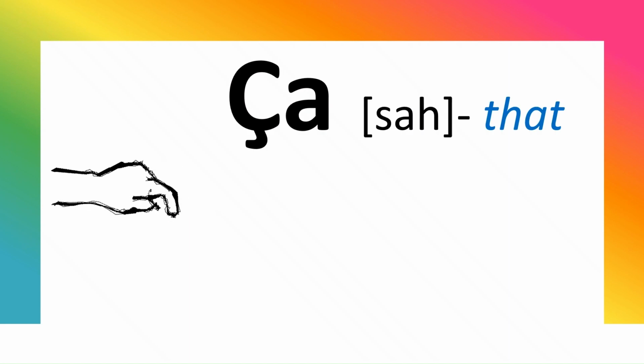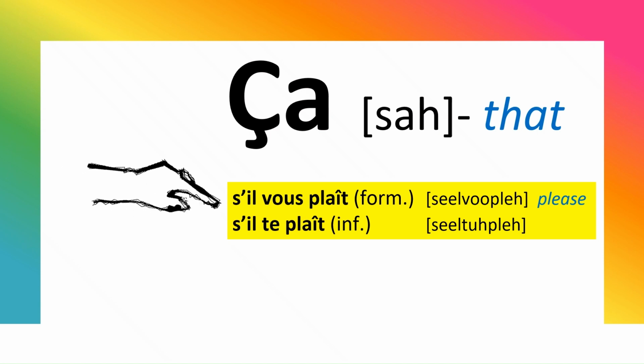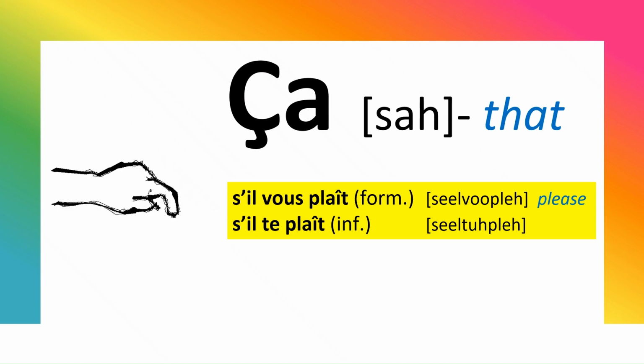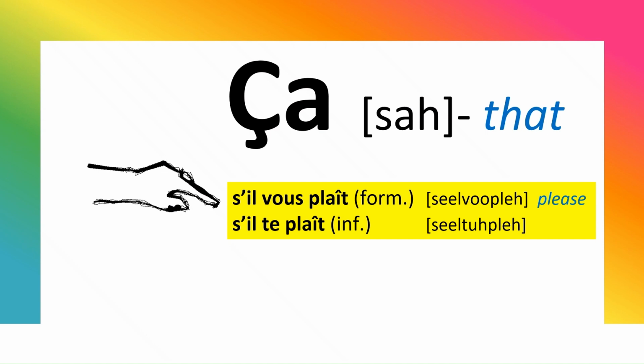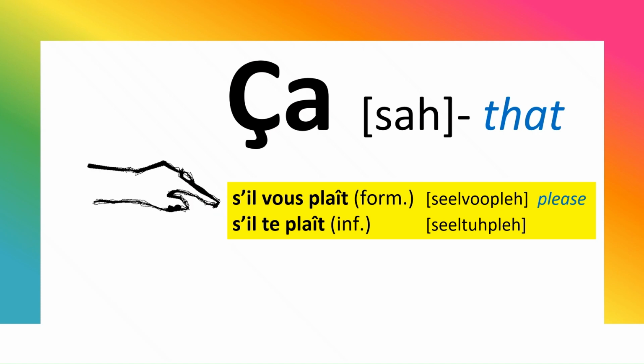If everything fails, there's always one little thing you can do, is to point at what you're requesting and use this word, ça, and be polite. Ça, s'il vous plaît. Ça, s'il te plaît. The important bit is always to communicate. The way you do it doesn't really matter as long as you can get your message across.